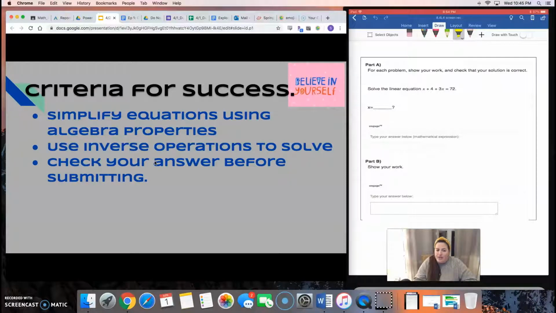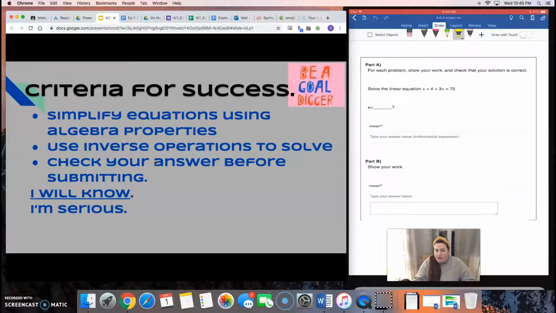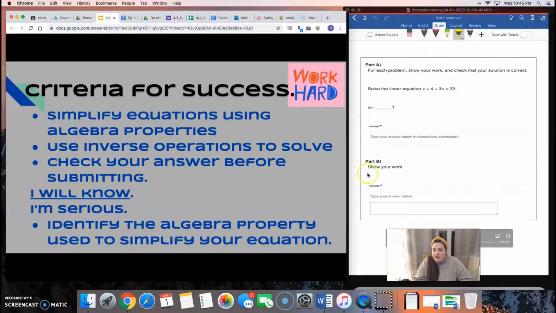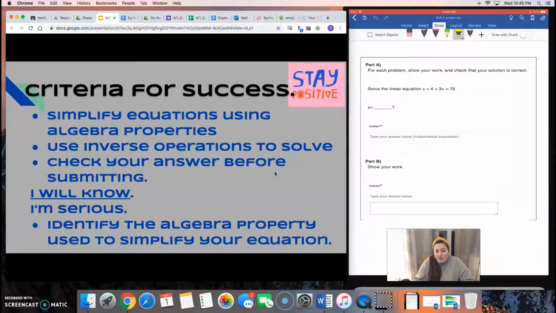Then, you know what we're going to do. After we get a solution for x, we're going to substitute back into our equation and check if our answer is correct. Before we hit submit, make sure you check your answer before the computer does, so you don't get it marked wrong. And I will know if you don't check. Like, seriously, I'm going to know if you don't check. And then, last but not least, you're going to identify, and it's going to be a separate question from solving, and you guys can see it over here. It's going to ask you to show your work. And that's kind of crazy to show your math work on a computer, but I'll get you set up. You guys are going to be great.